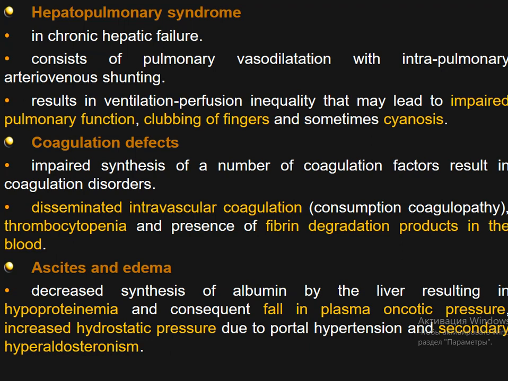The next manifestation is hepatopulmonary syndrome. It occurs in chronic hepatic failure and consists of pulmonary vasodilatation with intrapulmonary arteriovenous shunting. It results in ventilation perfusion inequality that may lead to impaired pulmonary function, clubbing of fingers, and sometimes cyanosis.